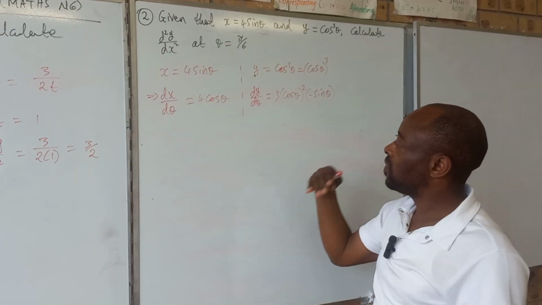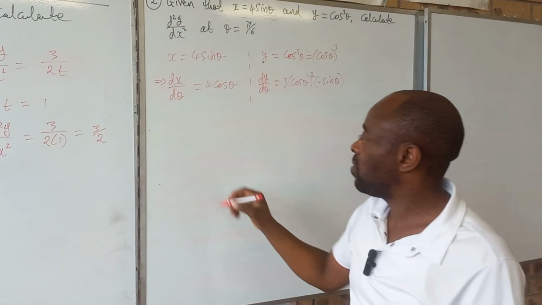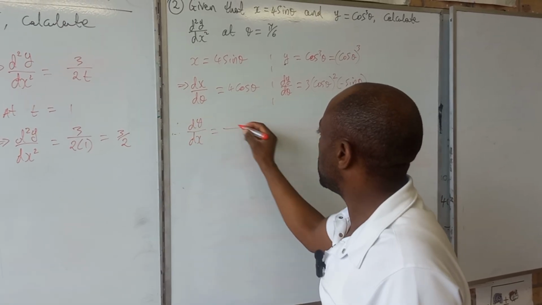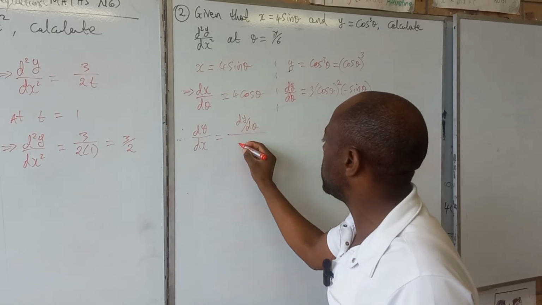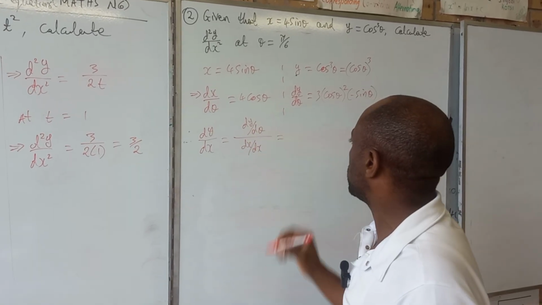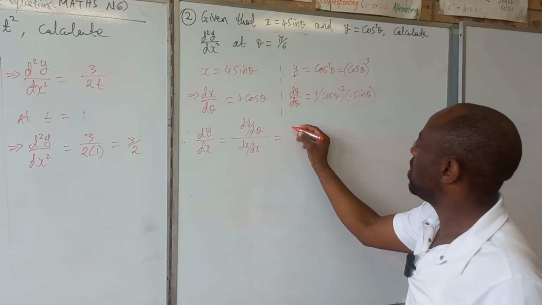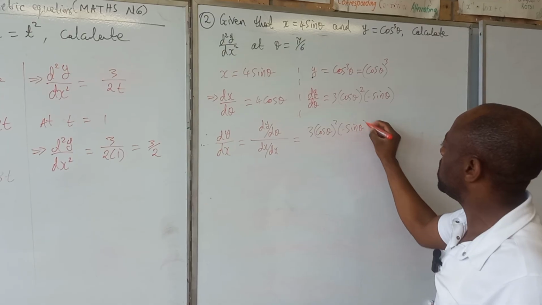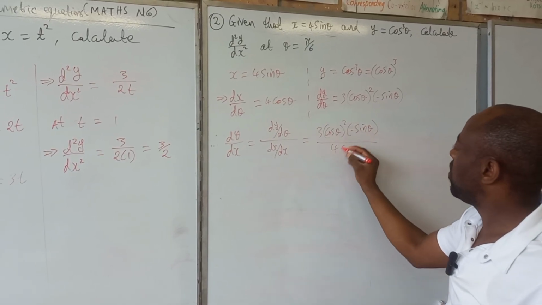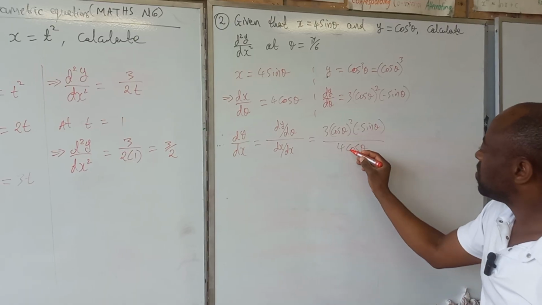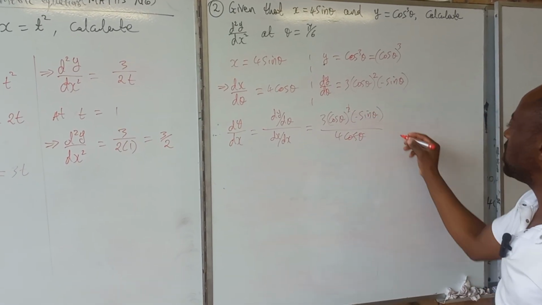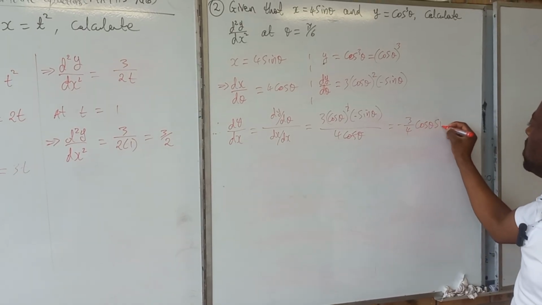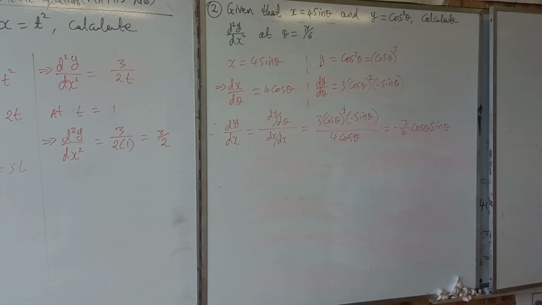So now that I've got the derivative of x and the derivative of y, all with respect to the parameter, I can then go to dy over dx, which is the derivative of y with respect to the parameter, divided by the derivative of x with respect to the parameter. The derivative of y is 3 cos squared theta multiplied by negative sine theta. Then the derivative of x was 4 cos theta. So this item will cancel, and I'm left with negative 3 over 4 cos theta sine theta. So that's my first derivative.